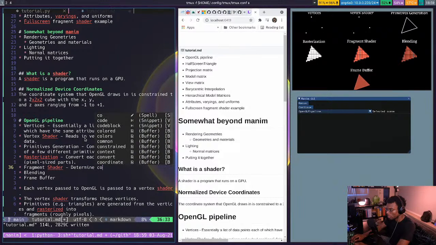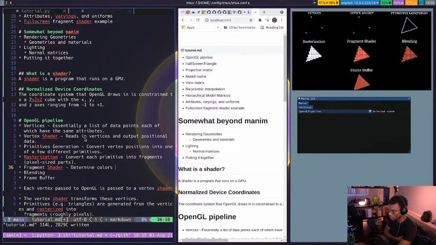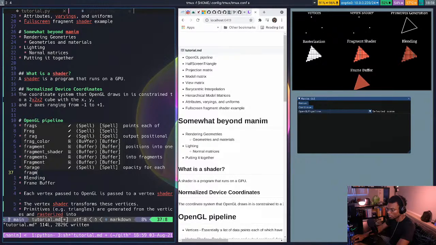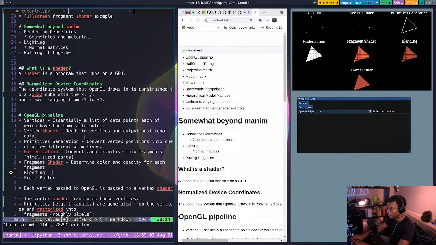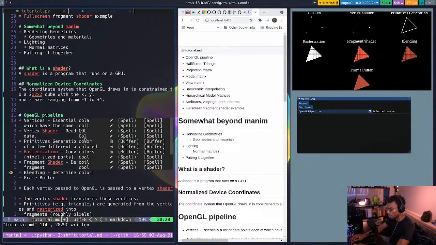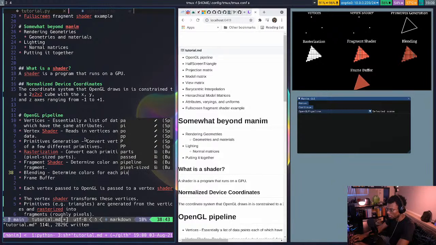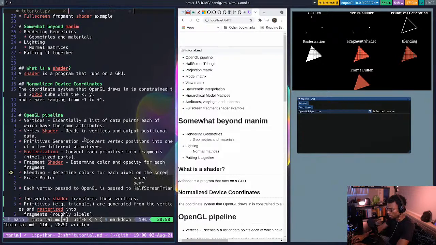Determine colors and opacity for each fragment. Determine colors for each pixel on the screen.